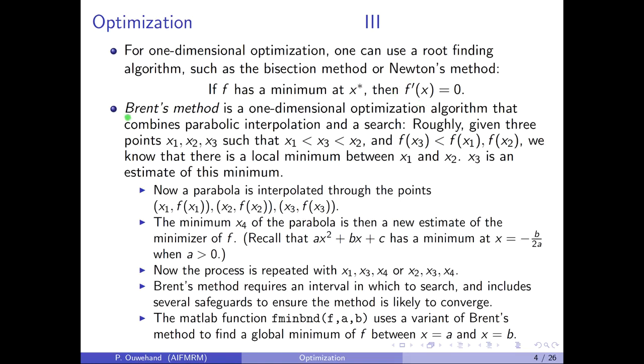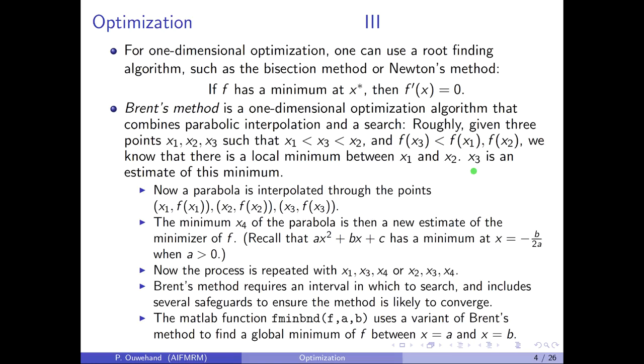Another way is the so-called Brent's method, which is a one-dimensional optimization algorithm that combines interpolation with a search. Roughly, if we start with 3 points, x1, x2 and x3, which are ordered so that x1 is less than x3 is less than x2, and f of x3 is less than f of x1 and f of x2, then we know that there is a local minimum between x1 and x2. x3 is just an estimate of this minimum.